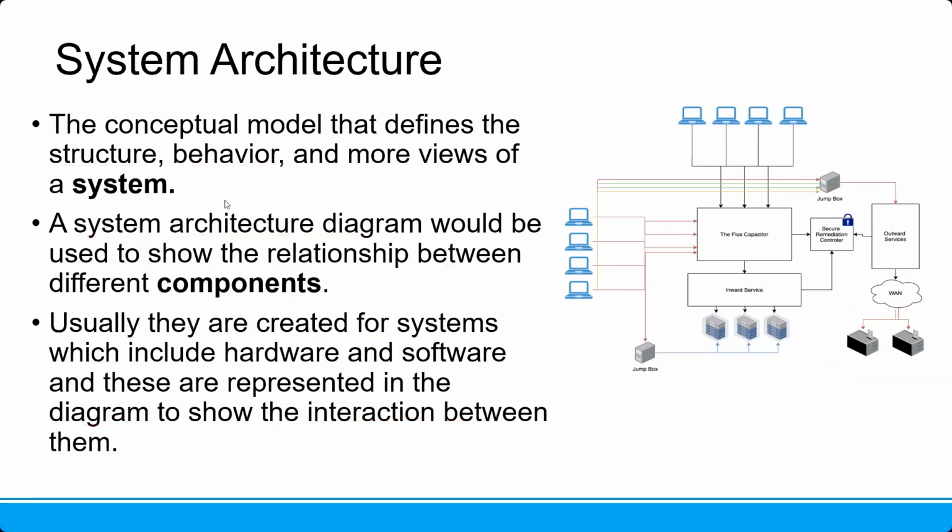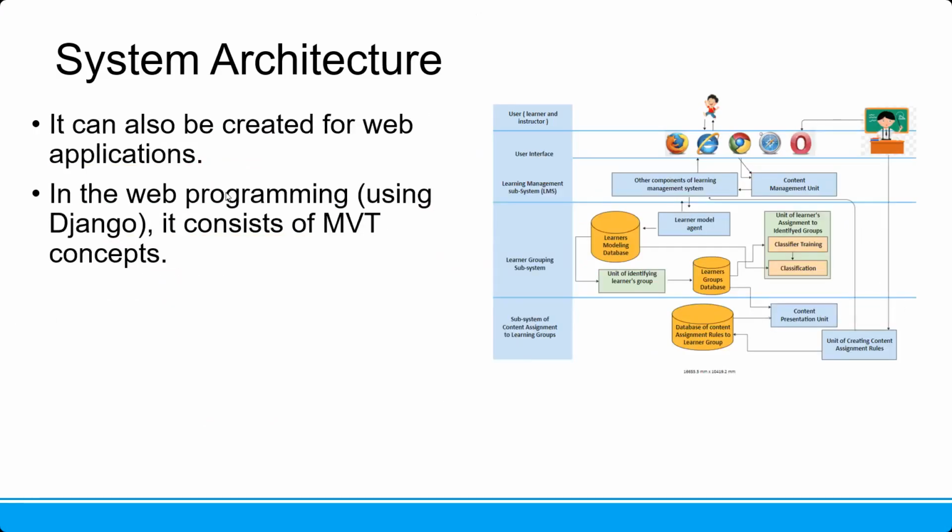Now, the system architecture can also be created for web applications. So we are making a web application, and we can also make it for the web. In web programming, in this case, we are using Django. It consists of M, V, T concepts. Okay, so we will take a look at what this MVT is. So this is one of the system architectures.